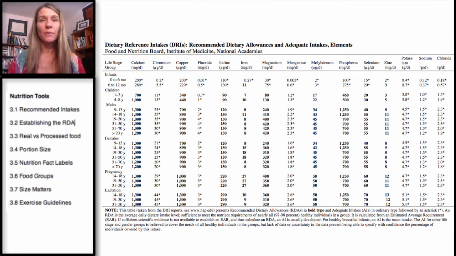Just to get an idea, when we think about our recommended dietary allowances, which are based on research, and our adequate intakes, which are more of an estimated or educated guess, you can see the values for the minerals shown here, such as calcium, chromium, copper, fluoride. They're always given for different age groups, and based on gender, so infants, children, males, females, and then there are different recommendations during pregnancy and lactation. You'll find these recommendations on the inside cover of your textbook.